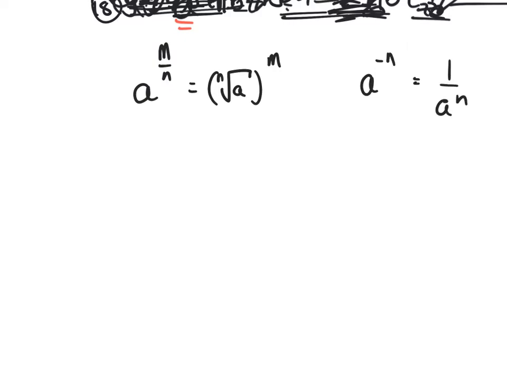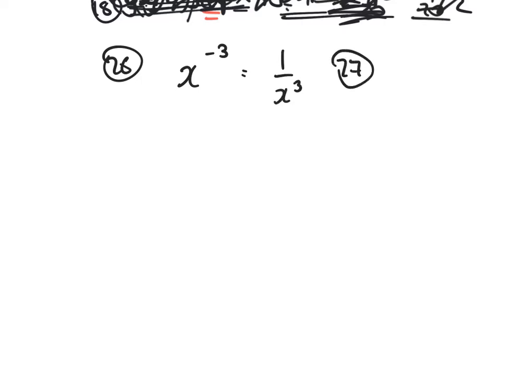Okay, next couple of rules we're going to introduce: a to the power m over n can be written as the nth root of a brought to the power m. And also a to the minus n can be written as 1 over a to the n. Let's try a few examples here. Example 26, we're going to write with a positive power, x to the minus 3. Well, that can be written as 1 over x cubed. Example 27, g to the minus 8 can be written as 1 over g to the 8.